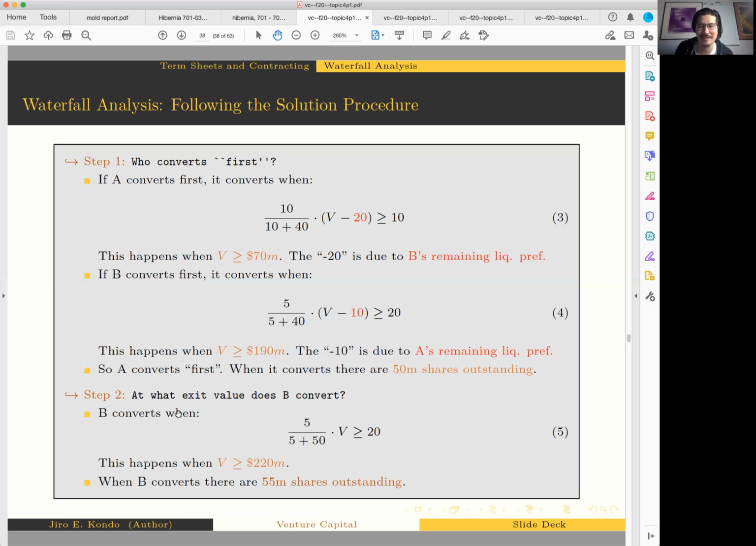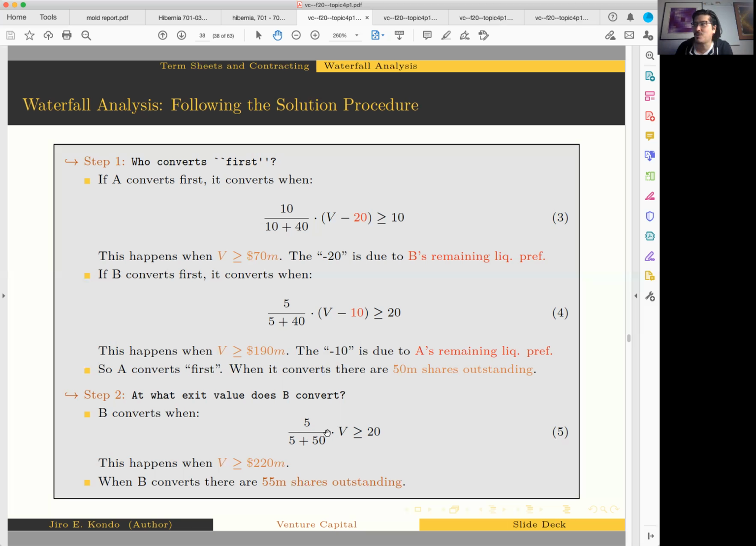Okay, but now let's go back to our actual step 2 in this simple problem, where there's only one investor left. It's Series B. So we just need to ask the question, when does Series B convert? At what exit value? So far, so good? But notice it won't be 190 million because this assumed that A did not convert. But now we know when they're making their decision, A has already converted. Does that make sense?